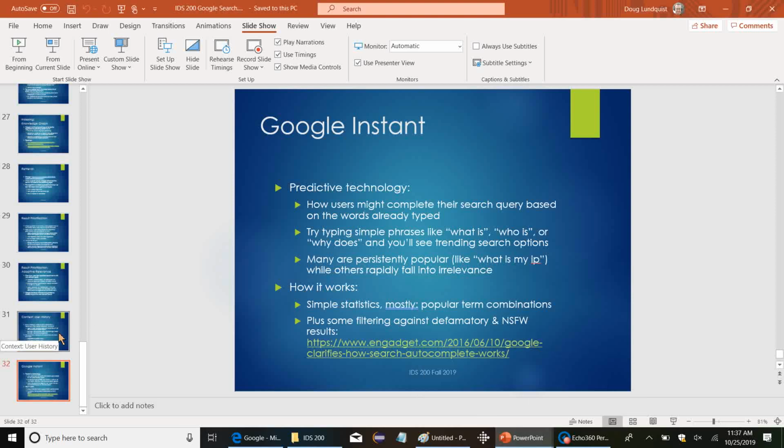So there it is. Google search. Any questions?